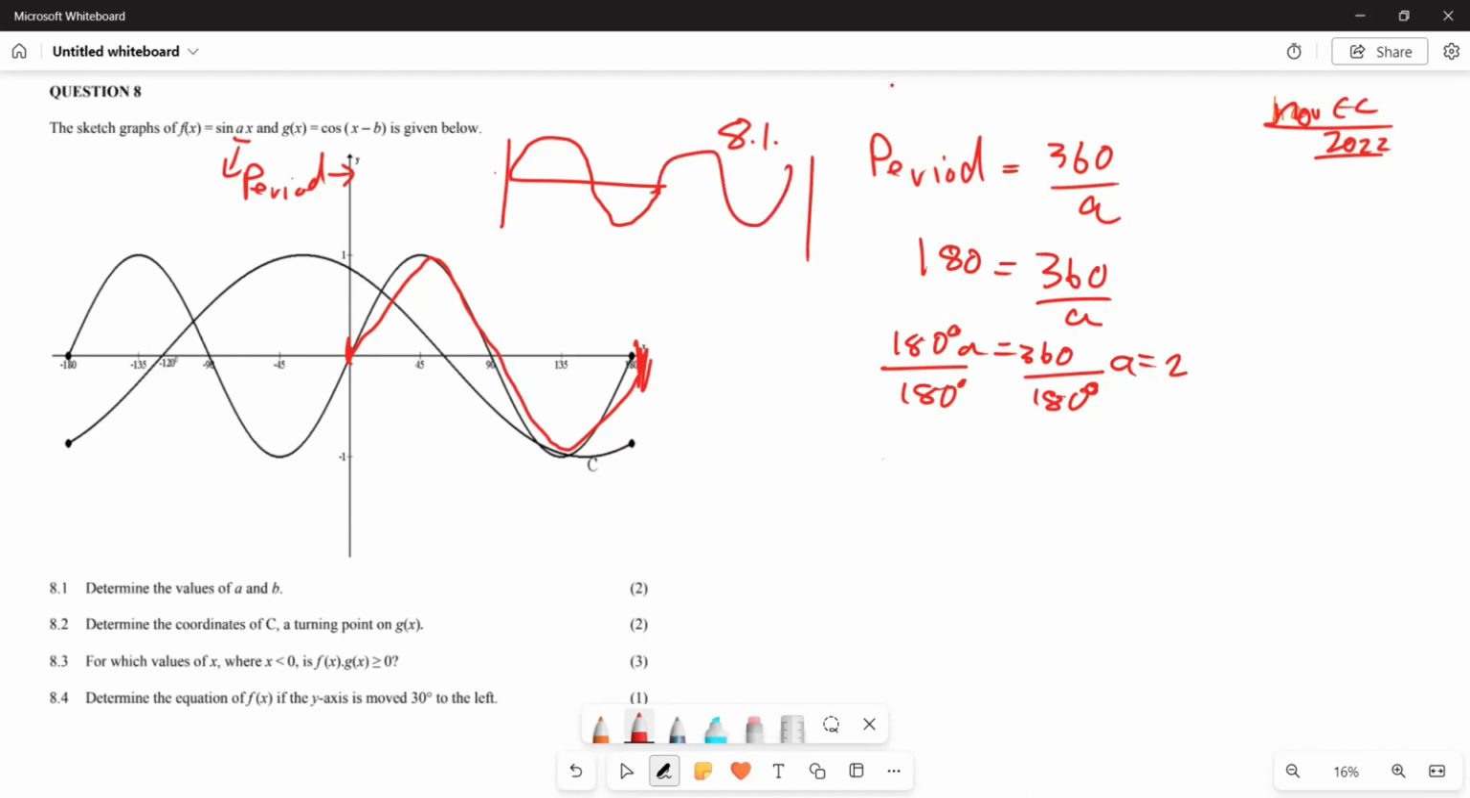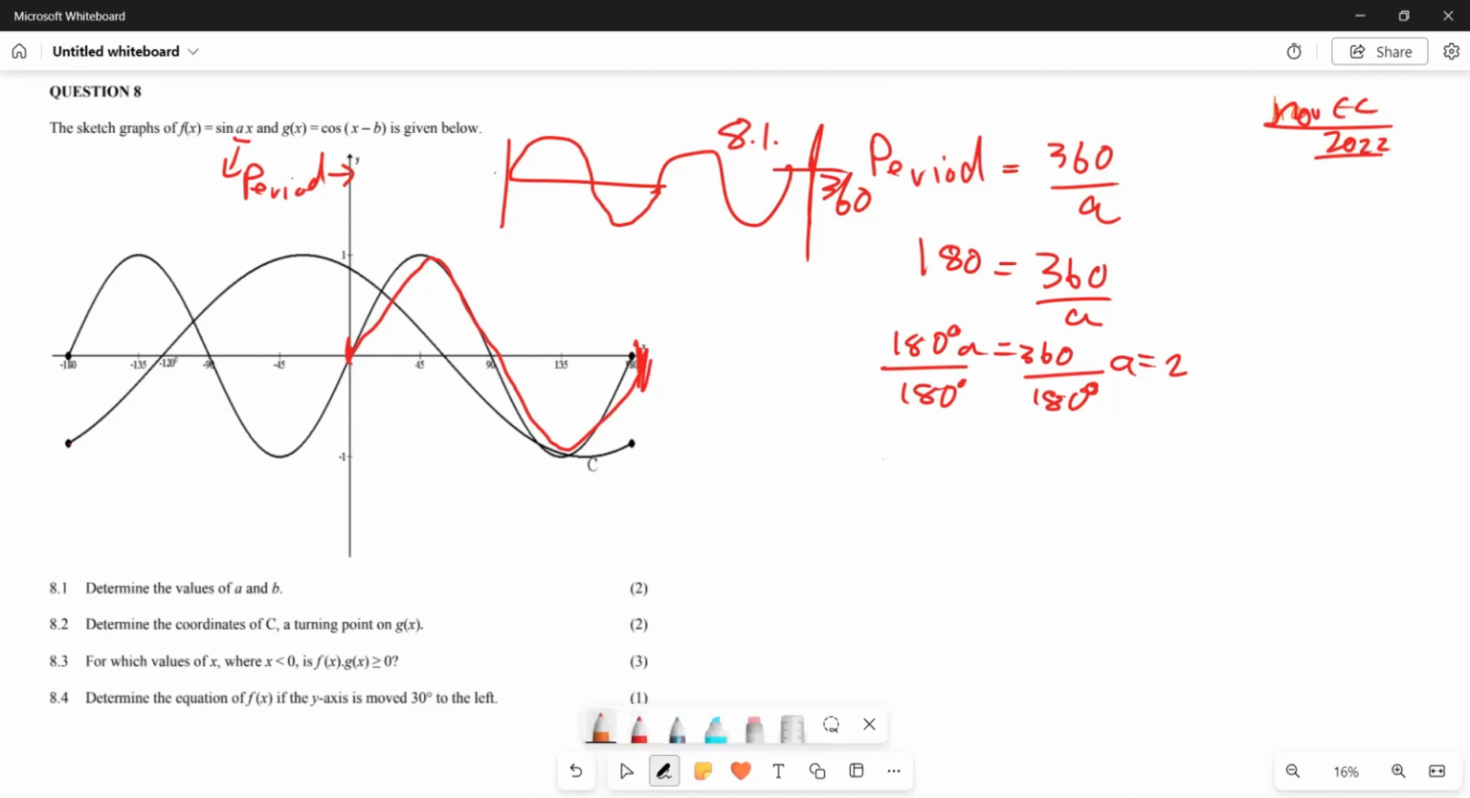So which means if this graph was continuing to 360, you are going to have two complete cycles for the graph of sine, right? So basically that's what it means. Now, let's look at the value of our b. In this context, the graph of cos is this one, right? The graph of cos, it is basically this one.